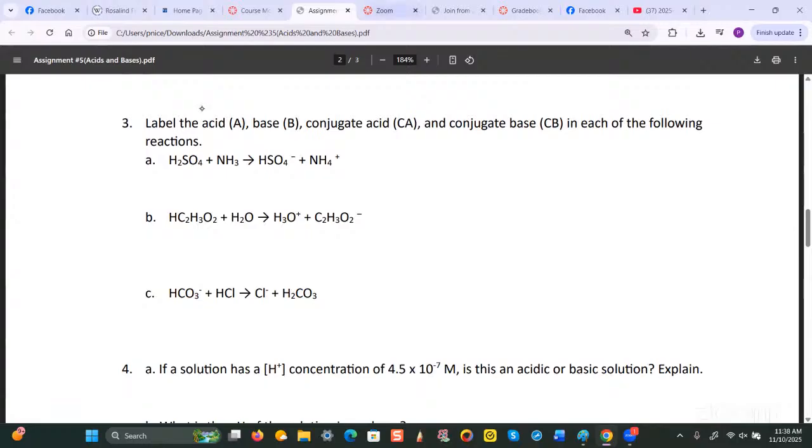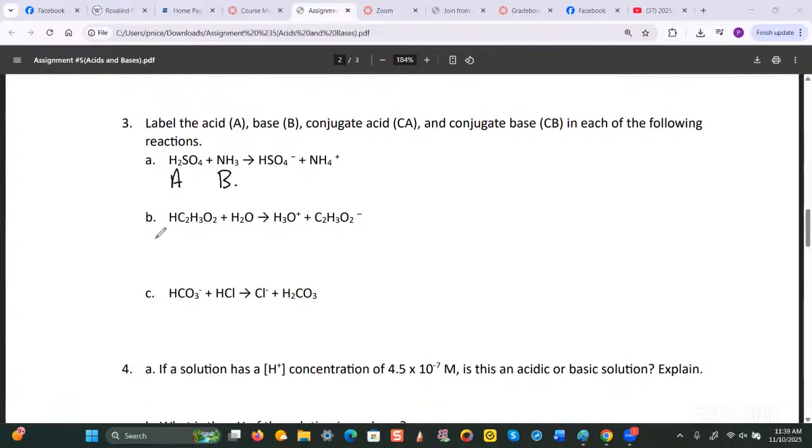So which of these two here and here should I put an A underneath? H2SO4. Correct. So put an A here, which means that the base would be ammonia, right?